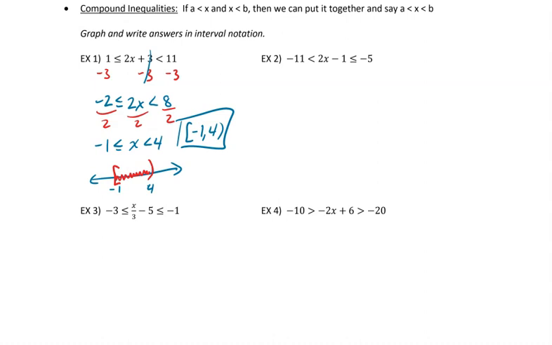All right, example 2 is going to be the same exact thing. Let's just see if we can do it without actually blacking out the side on the left, and see if we can just keep that in there and just remember to do it to all 3 sides. All right, so just looking at the middle, we have 2x minus 1. How do we get rid of a minus 1? We would add 1. So we're just going to add 1 to all 3 sides. So we get negative 10 is less than 2x is less than or equal to negative 4.